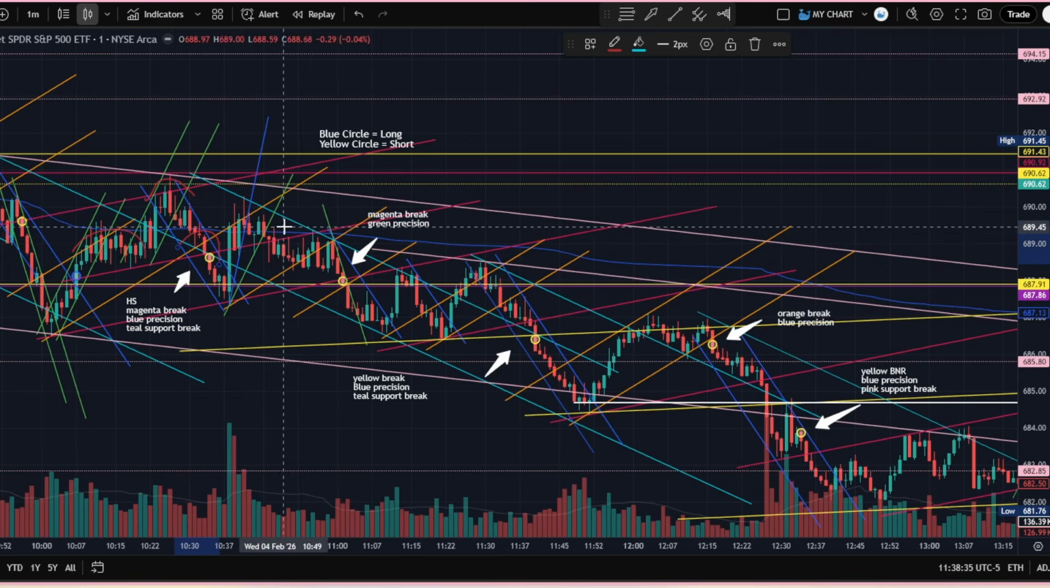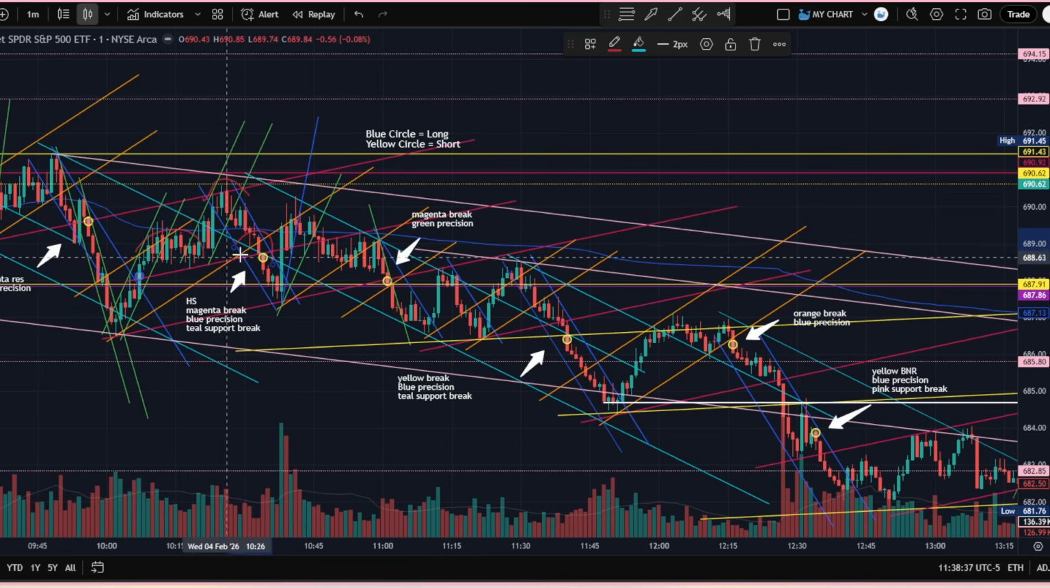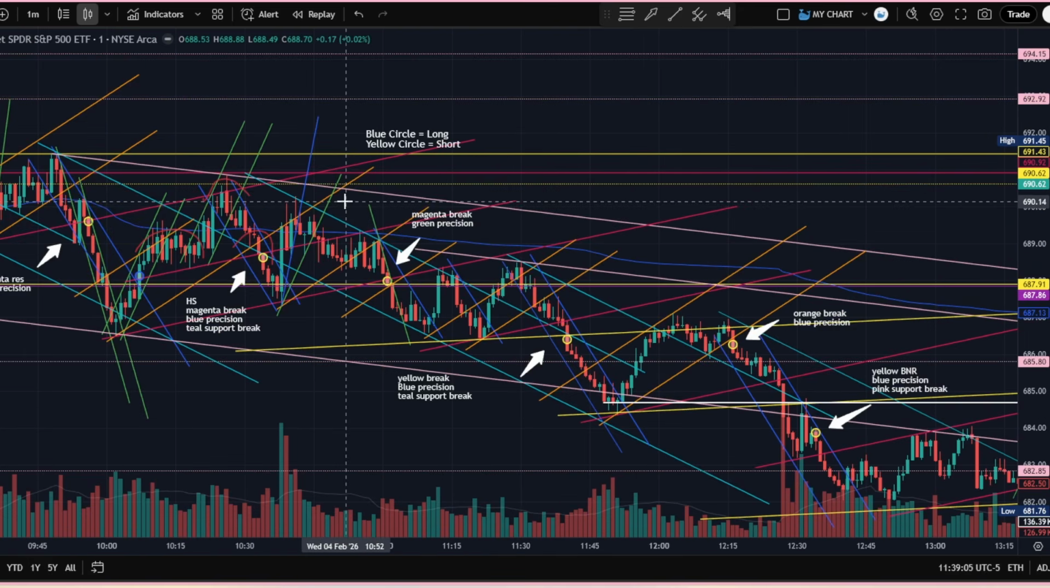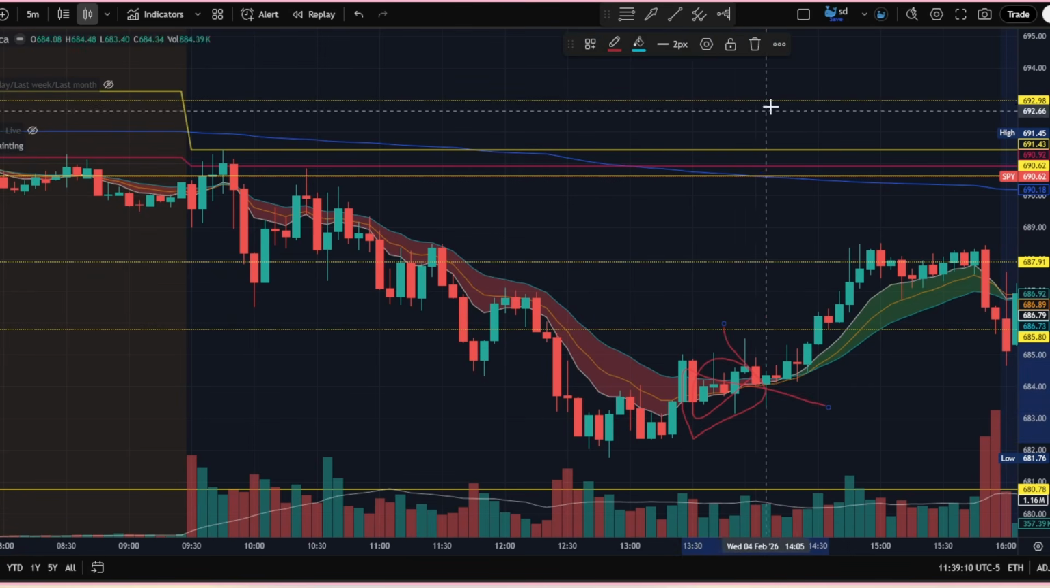And on the 1 minute, it's a beautiful head and shoulder, right? You see the blue precision guiding down, breakout of magenta here, right, so it's a head and shoulder, magenta break, blue precision, teal support break, so the volatility has increased, and it's a beautiful move down. At this point, this is very simple, very easy. Cloud's red, you're looking for head and shoulder structures, selling precision, right? Very easy. Now I want to talk about this area here.